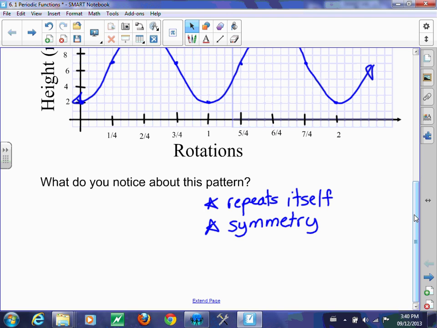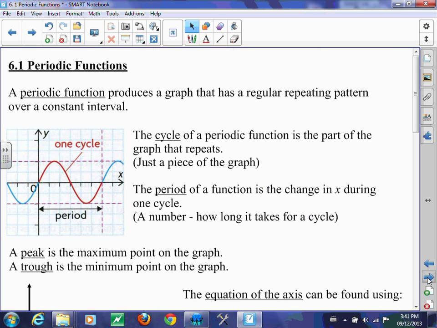Let's take that on to the part of the lesson that we're going to learn today. We're going to introduce periodic functions, and I'll tell you how it relates to sinusoidal functions. A periodic function is today's title. A periodic function produces a graph that has a regular repeating pattern over a constant interval.